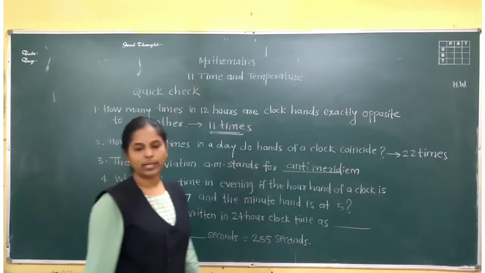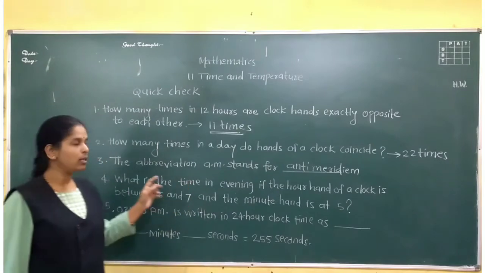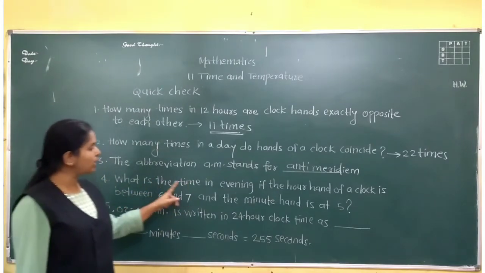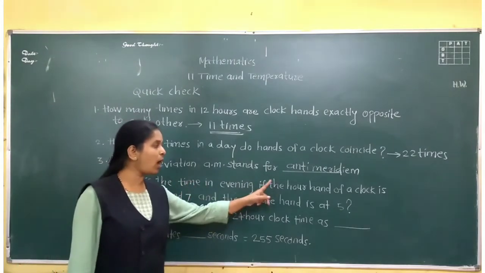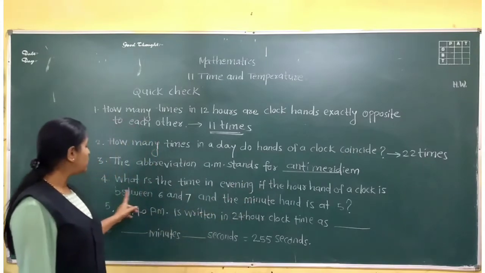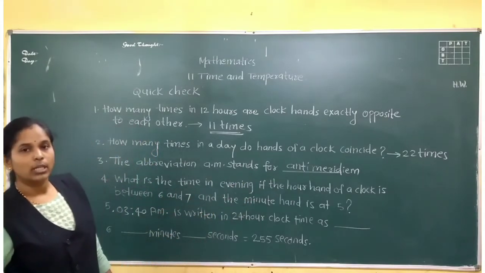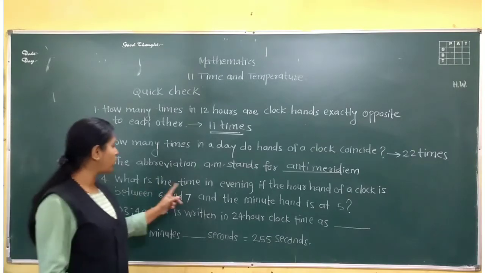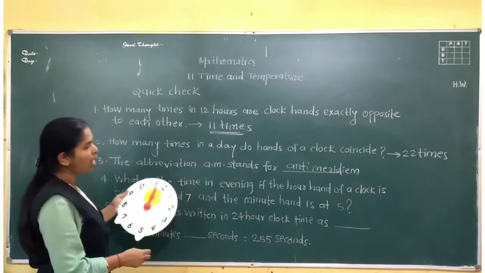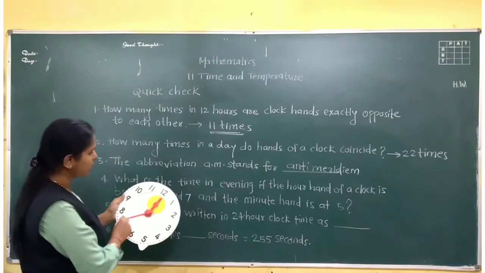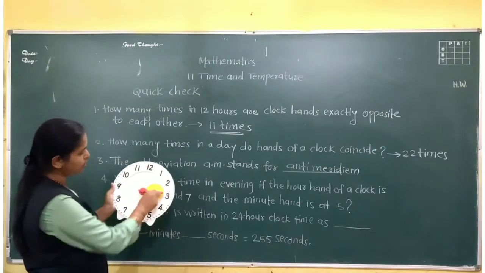It stands for anti-meridian. Fine. Now next, what is the time in the evening if the hour hand of a clock is between 6 and 7 and the minute hand is at 5?